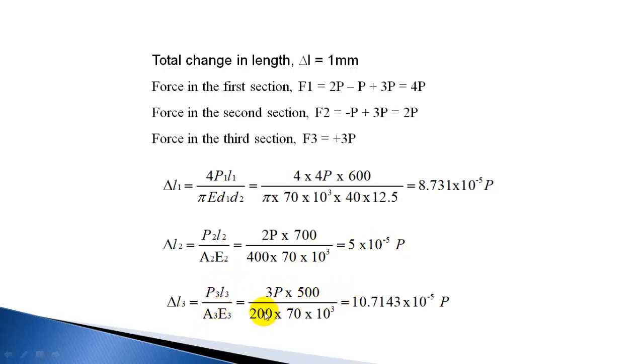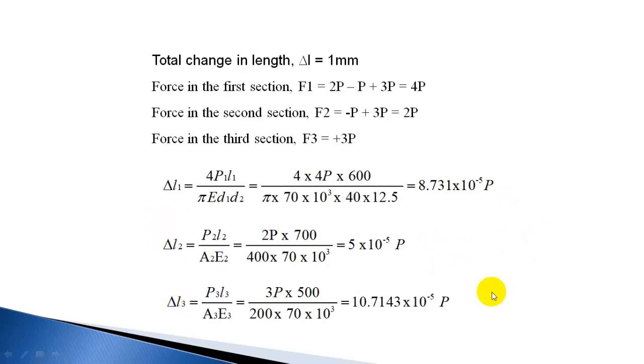Delta L3 is P3 L3 by A3 E3. The force in the third section is 3P, the length is 500 and the area is 200. The area of cross section is given directly and Young's modulus is also known. You get 10.7143 into 10 raised to minus 5 P. So these are the deformations, all in terms of P.